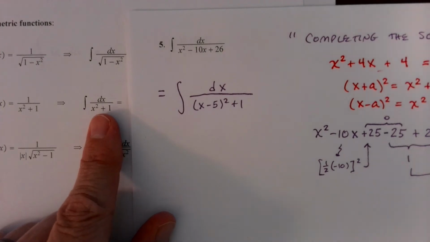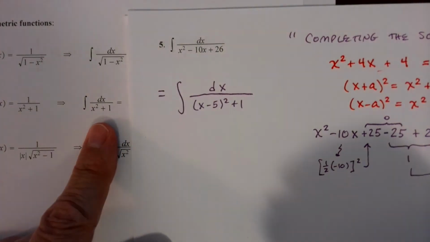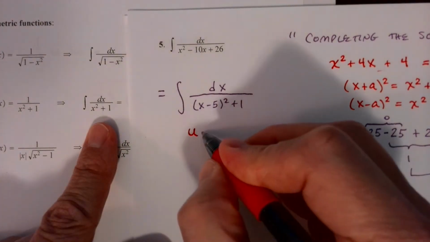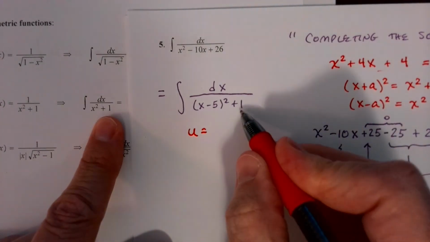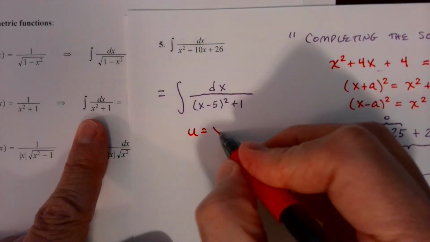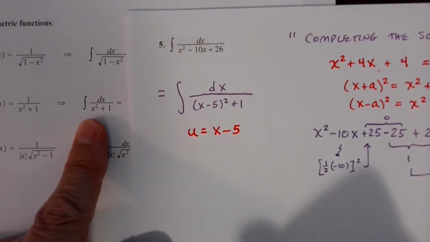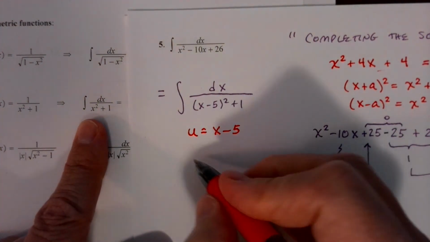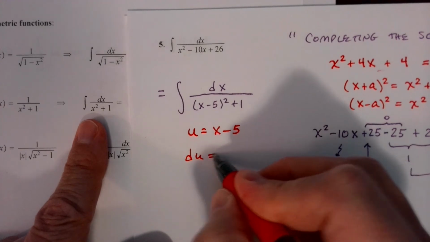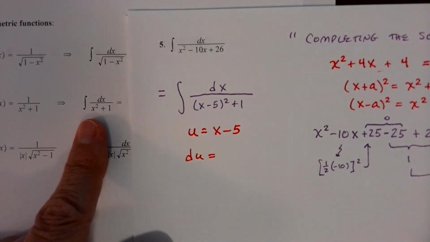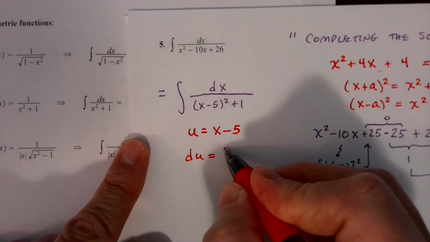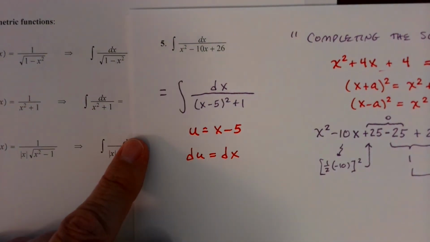Almost. Little slight manipulation. What do we have to choose our u to be to make this work? I've got my 1 here. I need the u to be the x minus 5. So I'll get u squared here plus 1. So we do have to find our du, but this time what's du? What's the derivative of x minus 5? It's just 1. Du over dx is 1, so du is equal to dx.